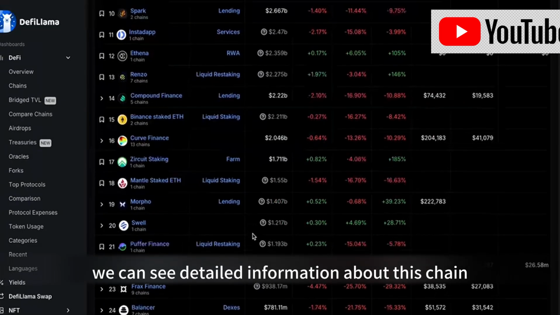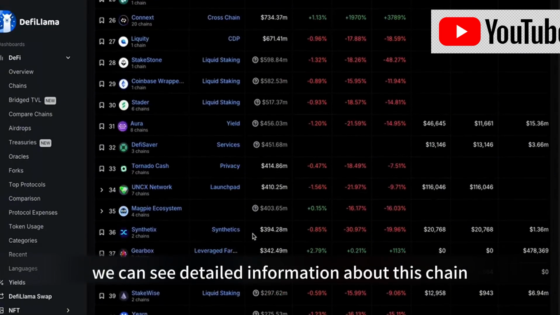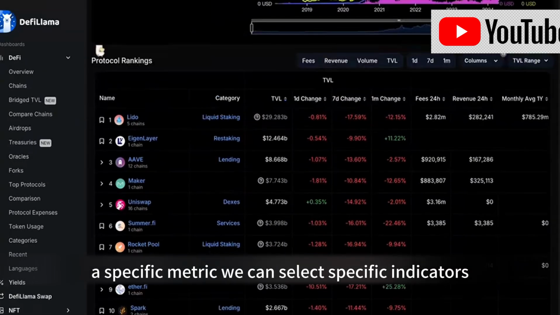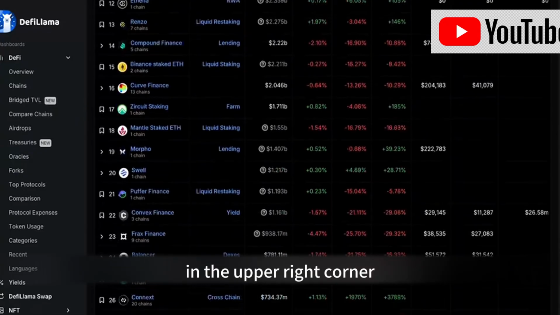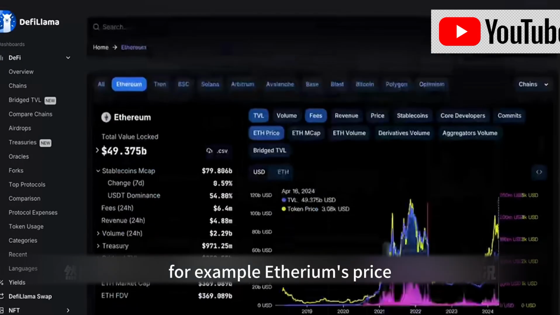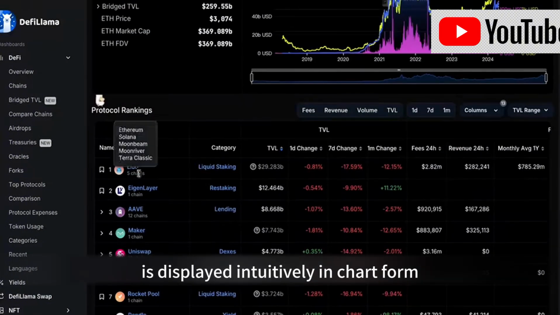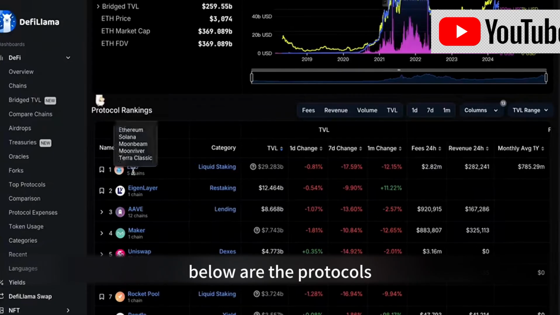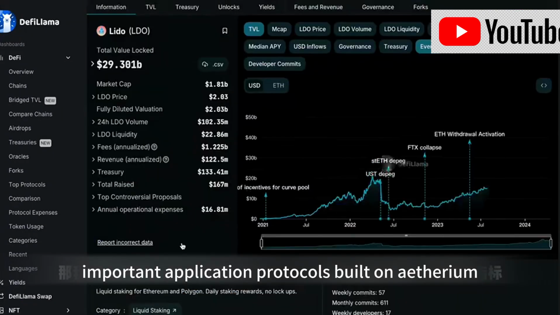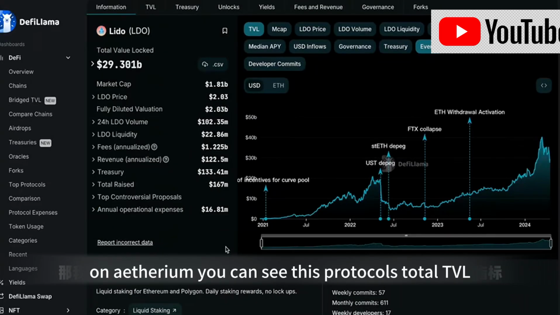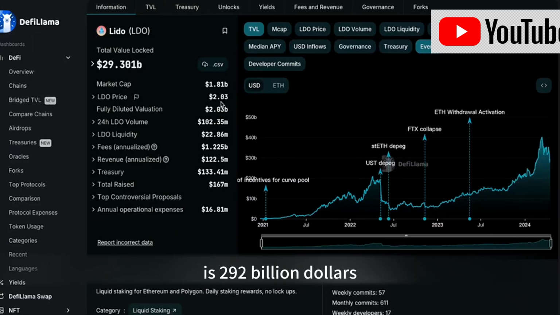We can see detailed information about this chain if we want to understand a specific metric. We can select specific indicators in the upper right corner to display them. For example, Ethereum's price is displayed intuitively in chart form. Below are the protocols, important application protocols built on Ethereum, like Lido, which is the largest staking pool on Ethereum. You can see this protocol's total TVL is $29.2 billion. It's a liquid staking protocol.